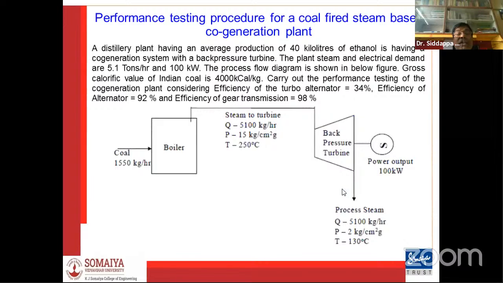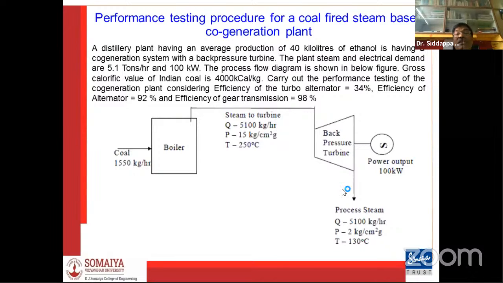In one case study, I just want to show you some brief numericals. A distillery plant having an average production of 40 kiloliters of ethanol has a cogen system with a back pressure turbine. The plant steam and electrical demands are 5.1 tons per hour and 100 kilowatts. The process flow diagram is as shown in the figure. The gross calorific value of the Indian coal is 4,000 kilocalorie per kg. Carry out performance testing of the cogen plant, considering the efficiency of the turbo alternator as 34%, the efficiency of the alternator as 92%, and the efficiency of the gear transmission system as 98%.